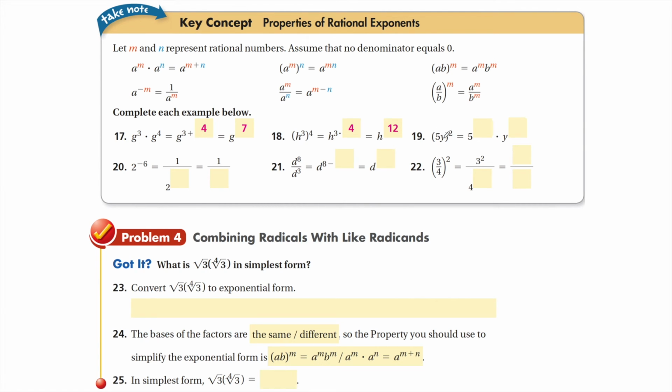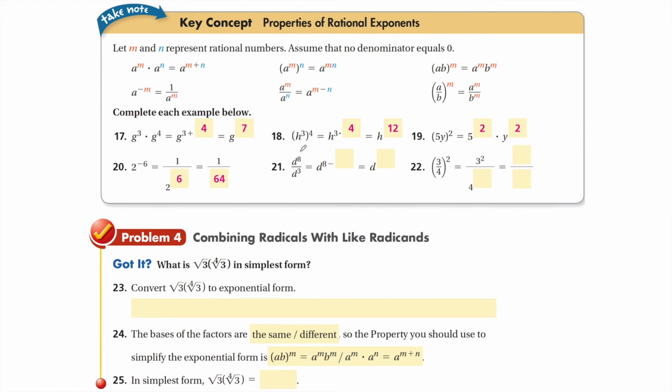If we have 5y raised to the second power, that's the same thing as 5 squared times y squared, which is 25y squared. 2 raised to the negative 6th power is the same thing as 1 over 2 raised to the 6th power, and 2 to the 6th power will give you 64.